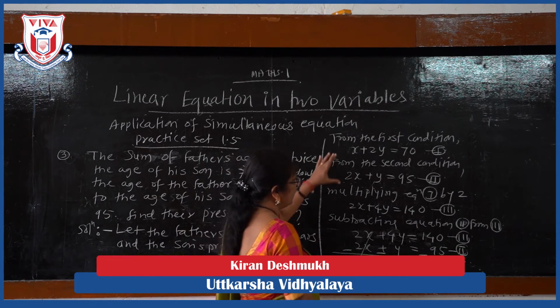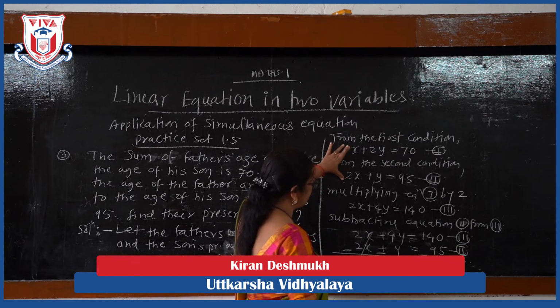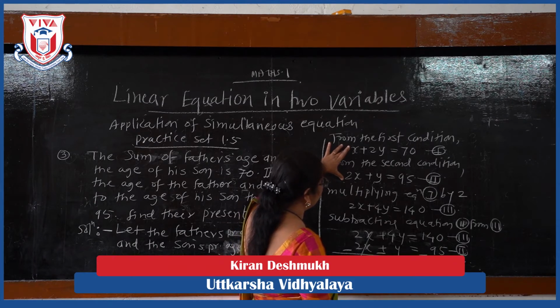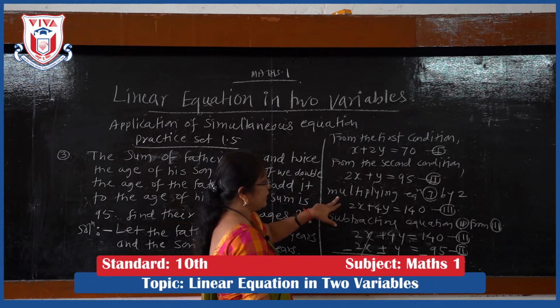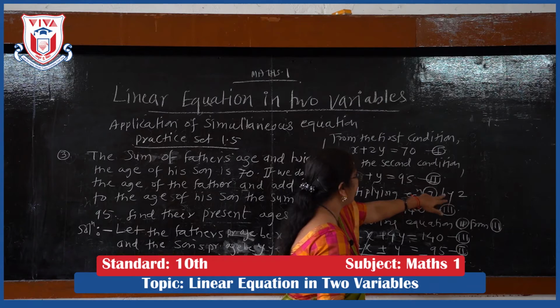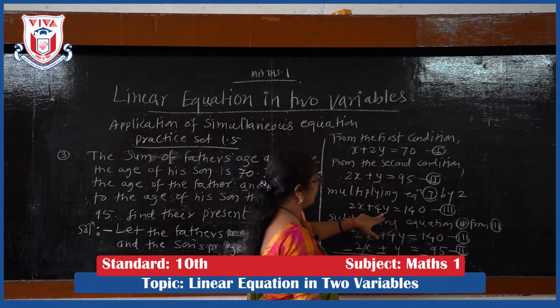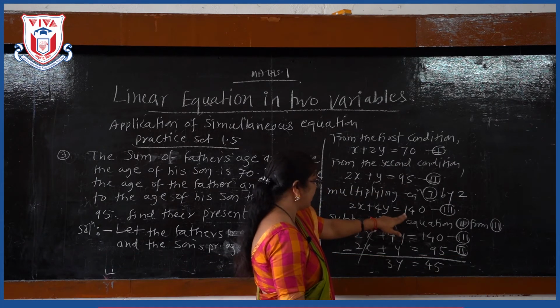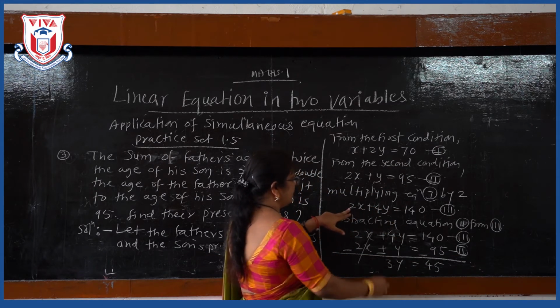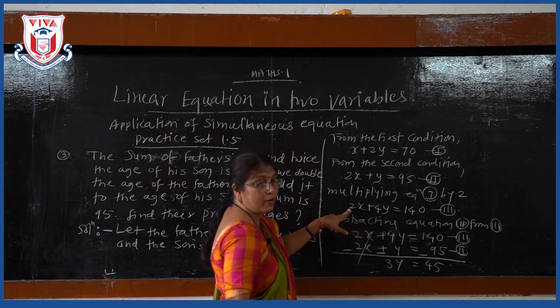Now we have to solve this. See, are the coefficients equal? They are not equal. So first we will equate them. For that, multiplying equation 1 by 2, it is 2x plus 4y is equal to 140. So this is our third equation.